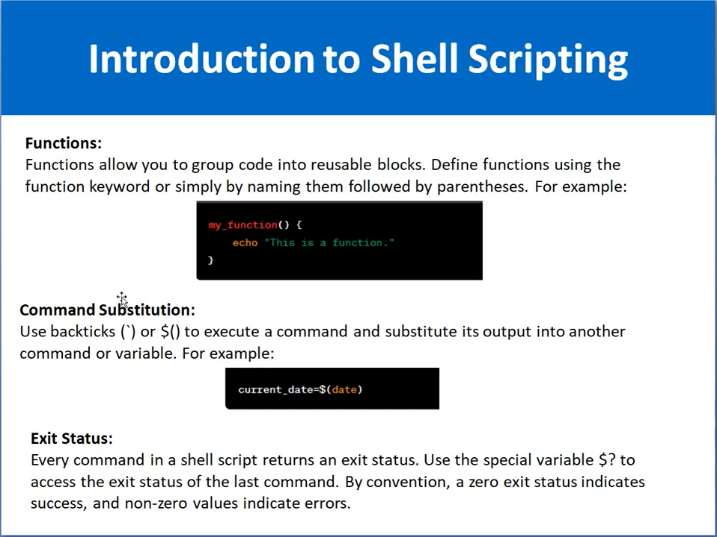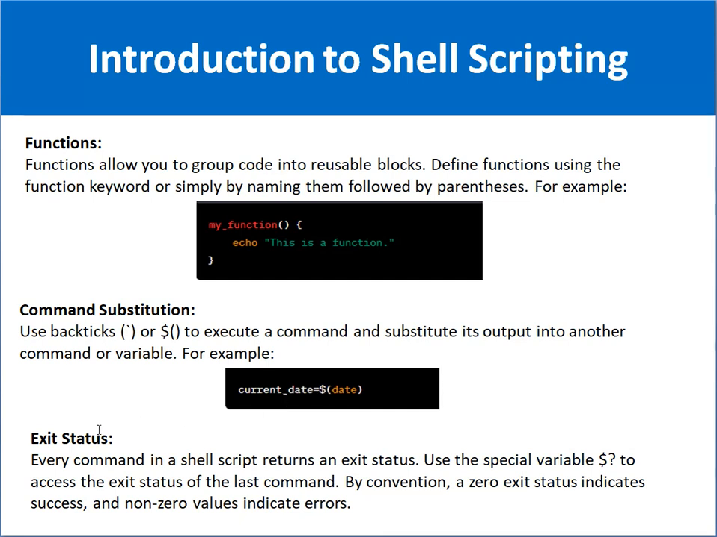Then command substitution. Friend, use backticks, this symbol, or $( ) to execute a command. For example, I am using current_date equal to $(date). What it will do is get the current date into the current_date variable. Wherever you want to use the current date, you can use it like that.